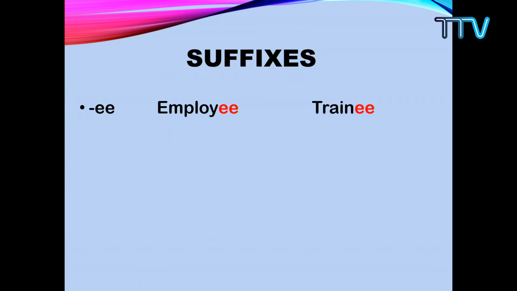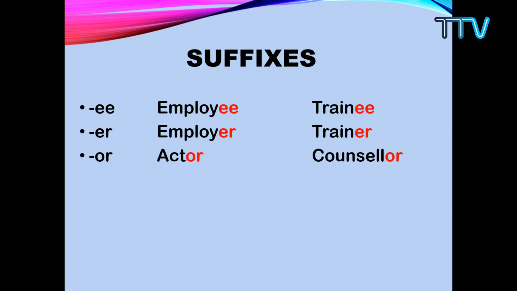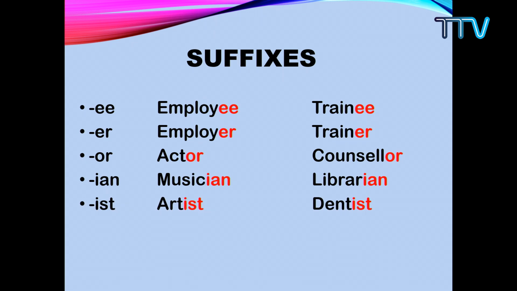Next, double E, right? Employee, trainee. Then ER: employer, trainer. OR, again: actor, counselor. IAN: musician, from music, and librarian. You have IST: artist, dentist, scientist, isn't it? So what do you notice here again? I have kept similar examples, employee, trainee, employer, trainer, so that you get to know the difference.